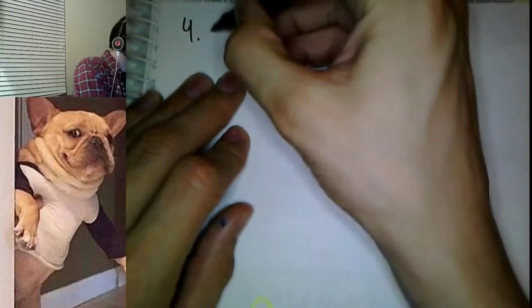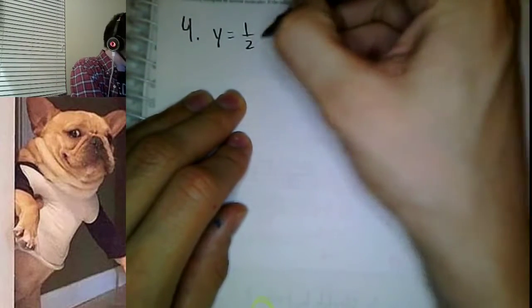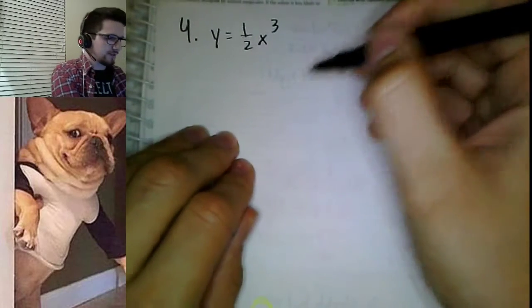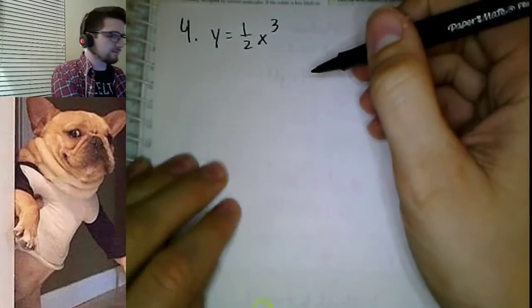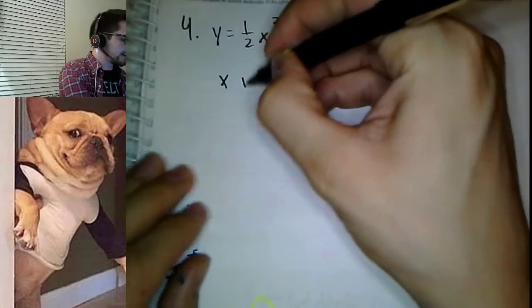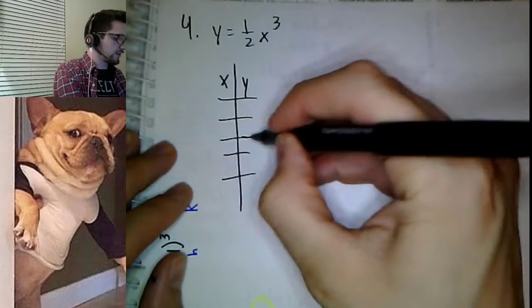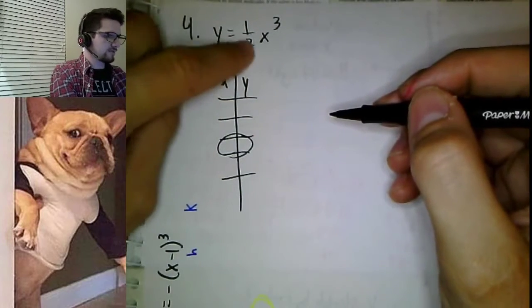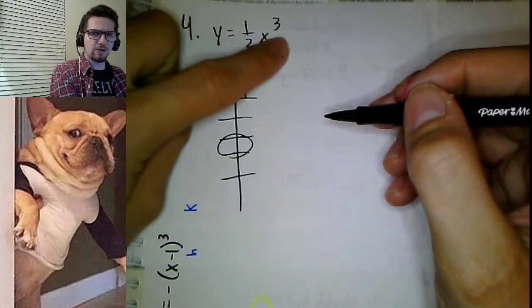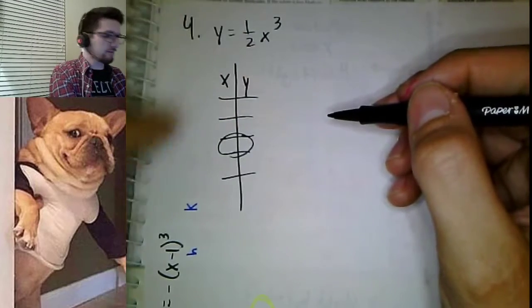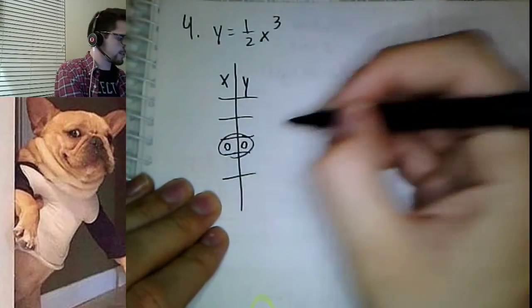Finally, number 4, we had y equals 1/2 x cubed. So 1/2 x cubed. That's janky, but we got to do it anyway. So make my table. 1, 2, 3, 4. What is my vertex? Do I have an h? No, no parentheses. Do I have a k? No, no numbers out here. So my vertex is 0, 0.